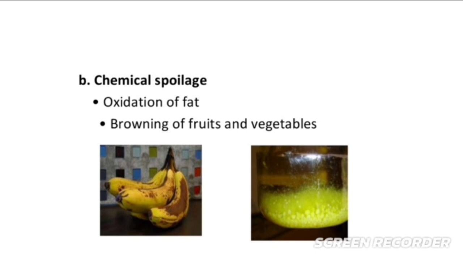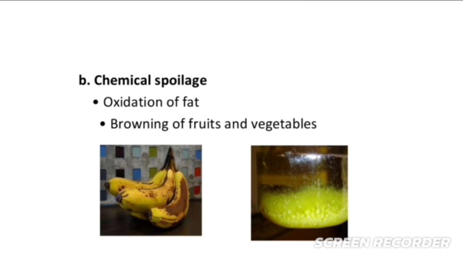Then another reason is browning of fruits and vegetables. There are two types of browning: enzymatic and non-enzymatic browning. Enzymatic browning takes place in the presence of the enzyme polyphenol oxidase, while non-enzymatic browning occurs in food because of the reaction between sugar and protein.